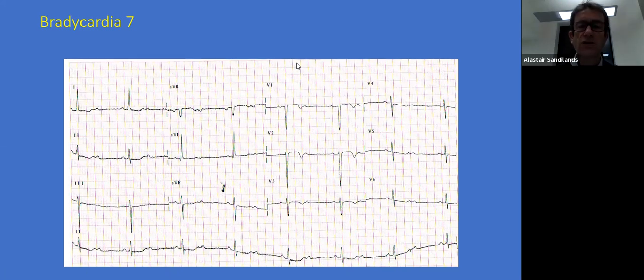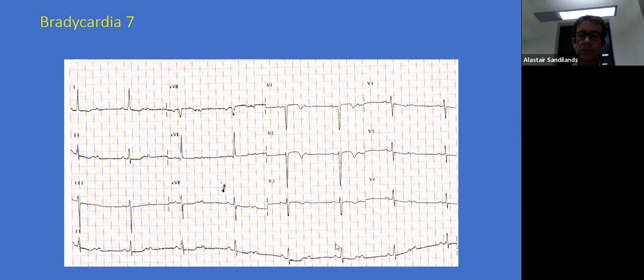So why are there no T waves in that example? Are we talking about bradycardia 7? Yeah. So no T waves in that example. Yeah, I mean, there probably are. You can see that there is a T wave. You've got a T wave, there's the T wave. And at the end of the T wave is the P wave there.